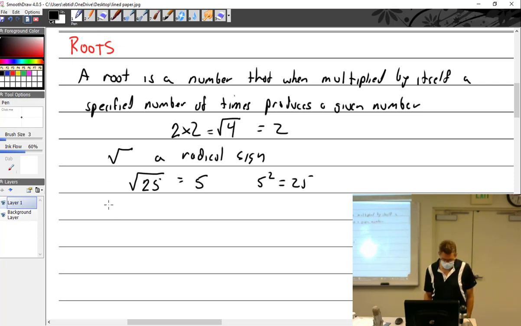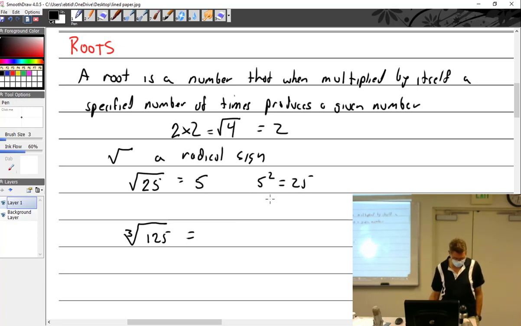And we can also have cubed roots. So we can have a cube root, which is, you have the little 3 right there. So the cube root of 125 is 5. And that's 5, because it's 5 times 5 times 5. Well, that was easy, because 5s are easy, but how can I do that on my calculator?